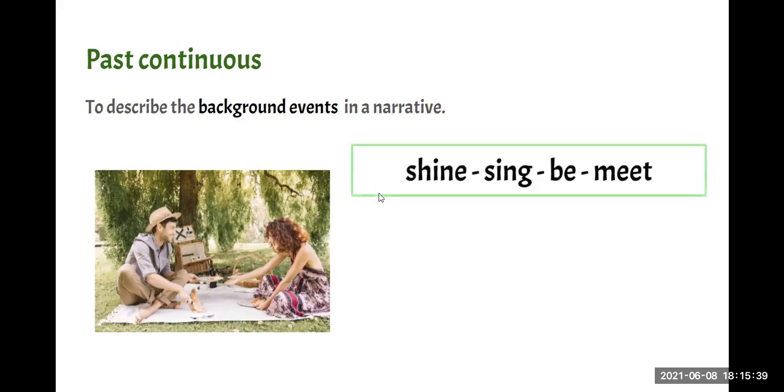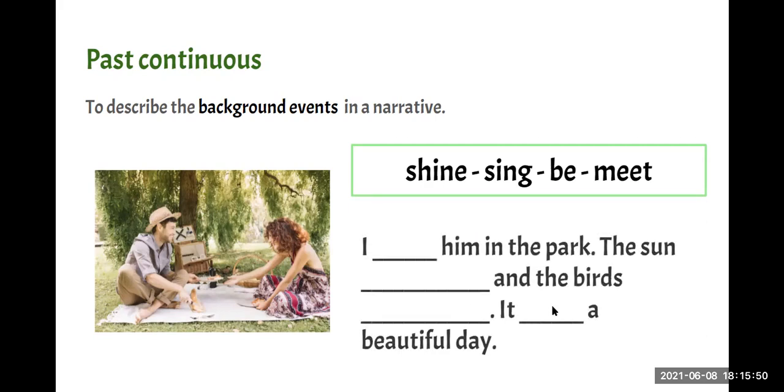So here we have some verbs that we are going to use in this short story. And I want you to help me to complete the story with the correct form of the verb, okay? Number one, it says, I him in the park. What can we say here? Met. Meet is in the present. In the past, met. I met him in the park.